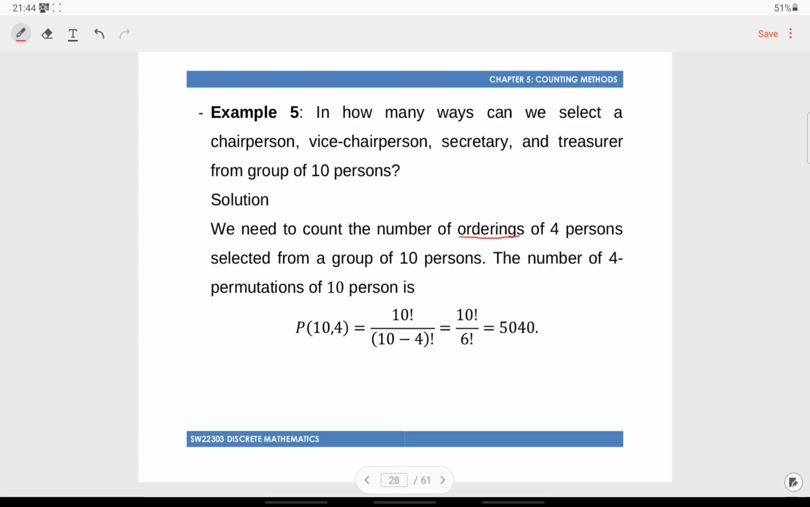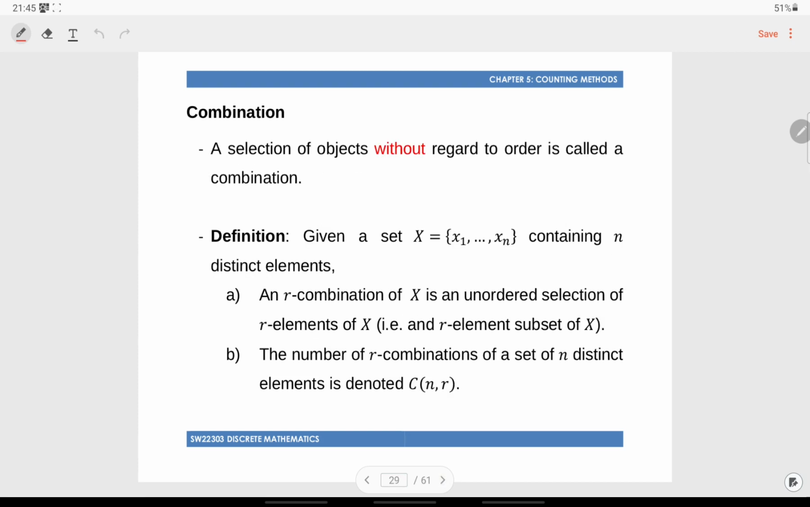So that means we have 4 permutations of 10, which is equal to P(10,4). So P(10,4) equals 10 factorial over (10 minus 4) factorial, because our n equals 10 and our r equals 4. So n minus r is equal to 10 minus 4 factorial. Then we have 10 factorial over 6 factorial. So we can compute using your calculator. So there are 5040 different orderings.